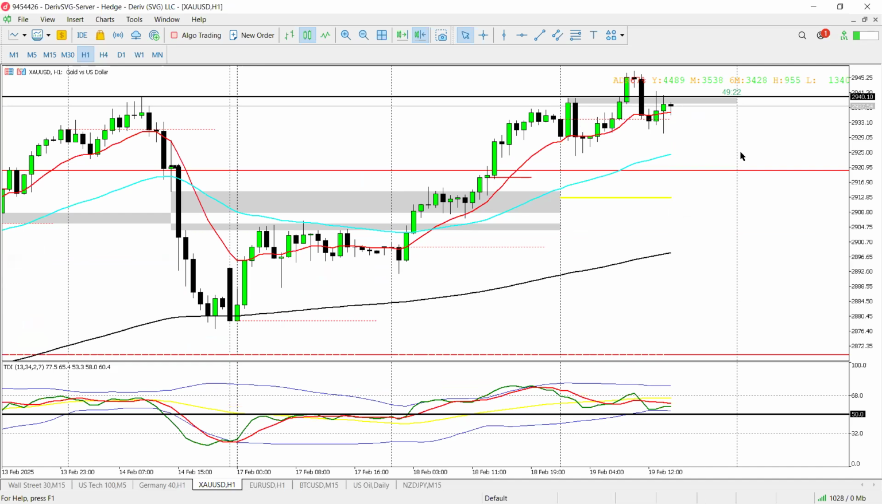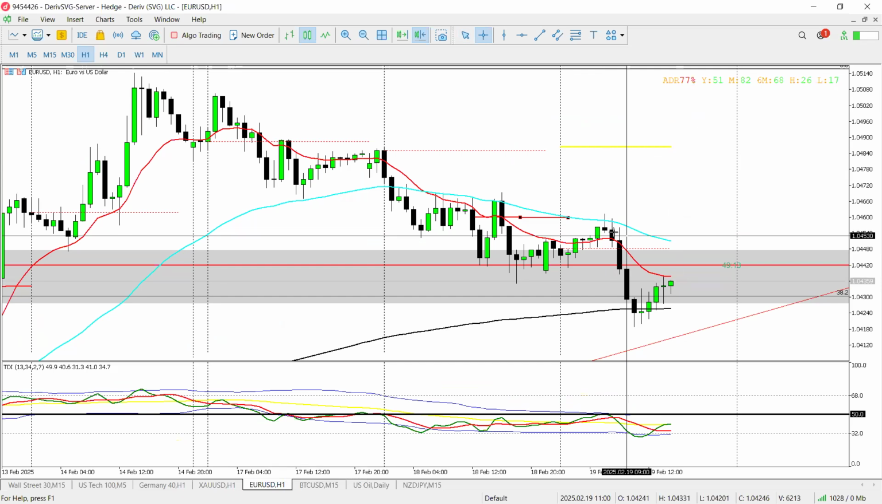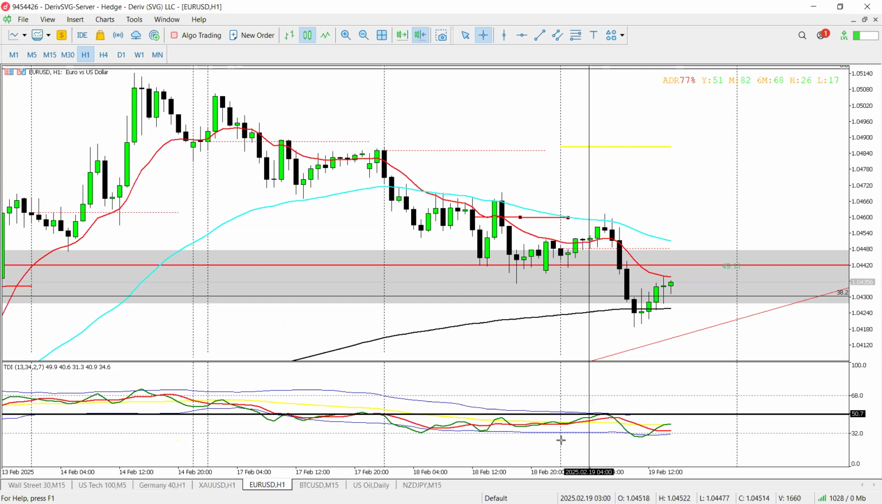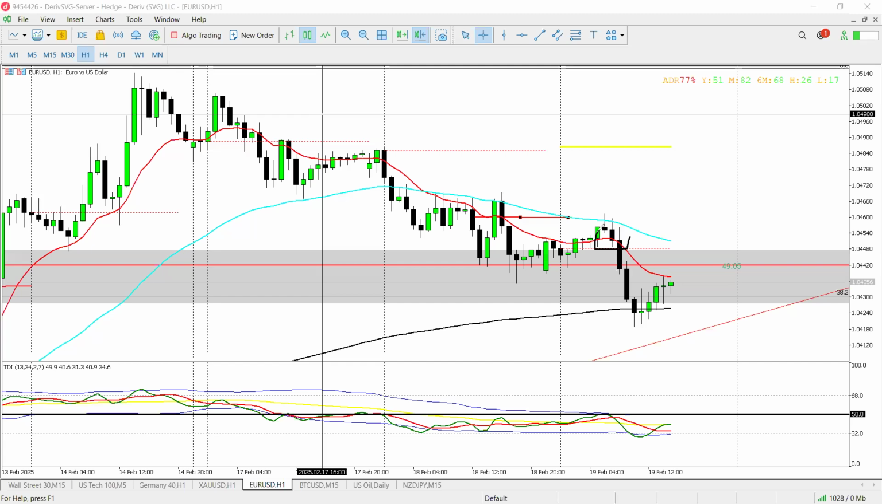Gold. Right. Euro USD. EU had a nice sell based on the TDI being below the 50 static. You know what to do. If your TDI is below, pay attention to the 50 EMA. That's where you'll find your setup in here.